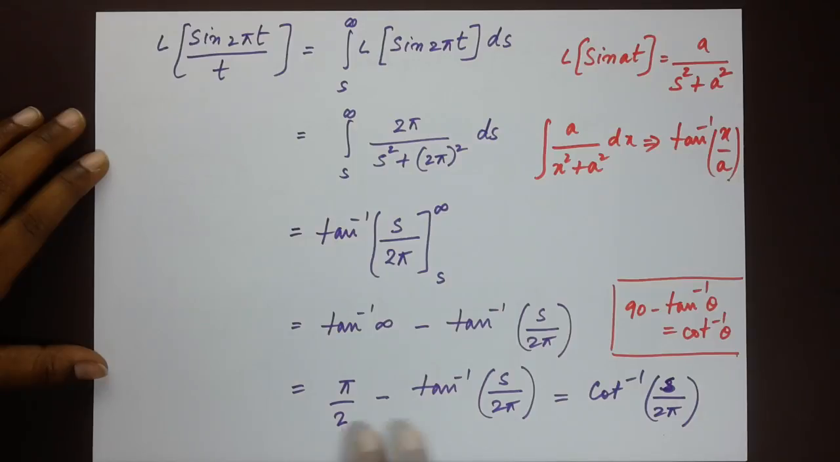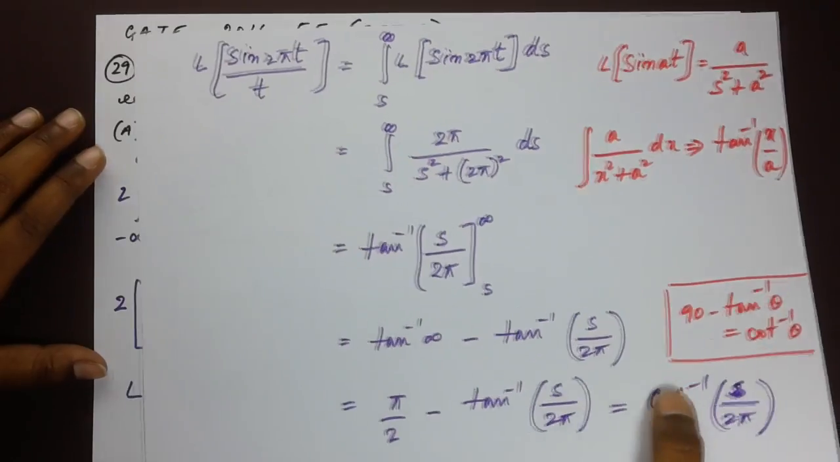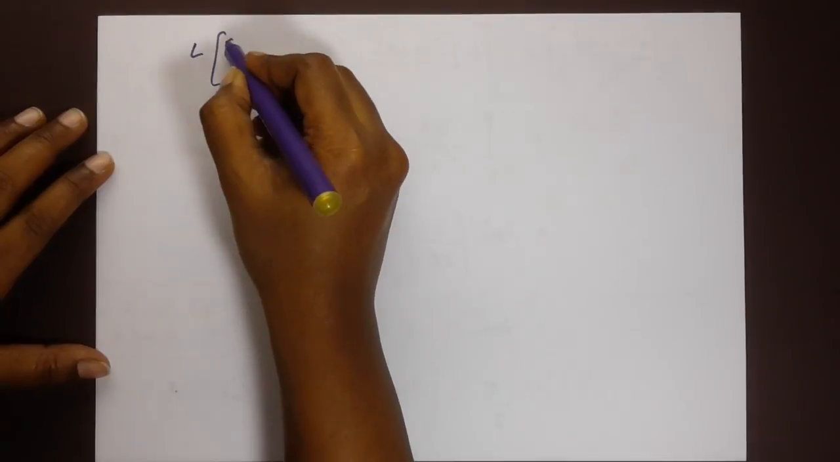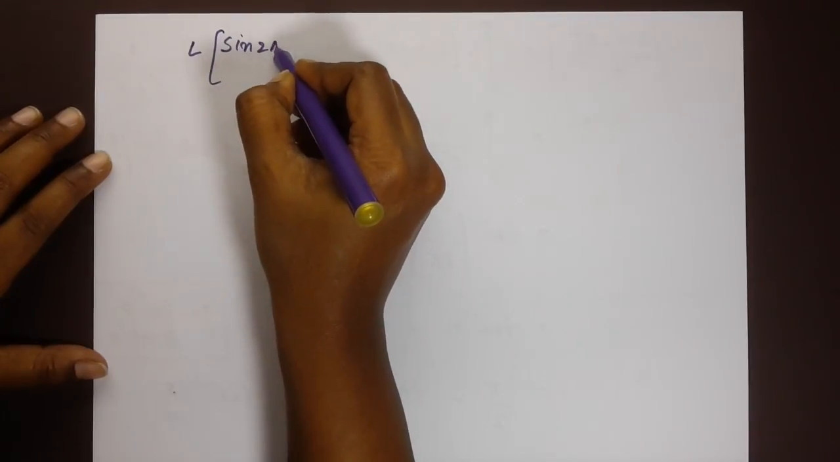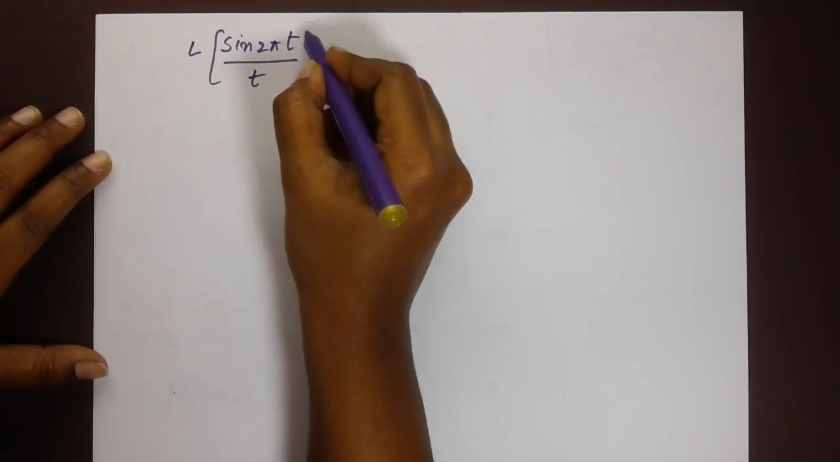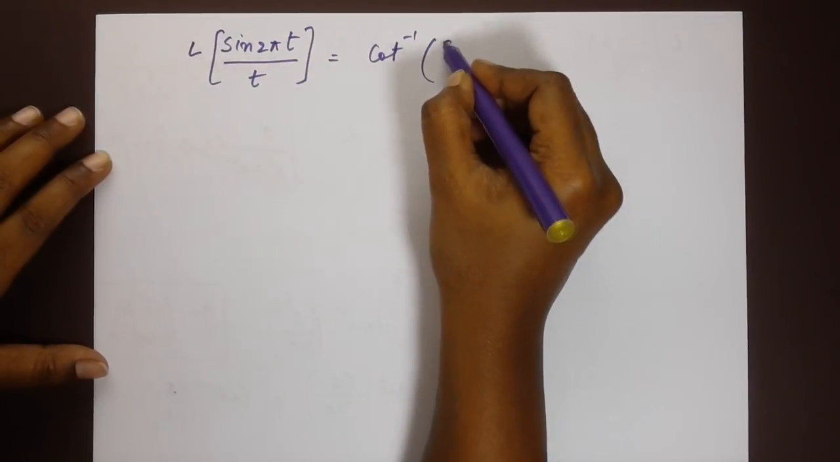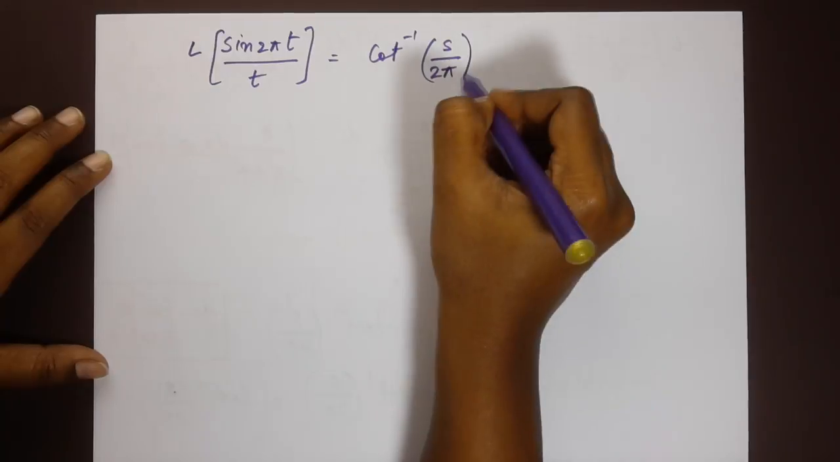So far we have cot inverse of s by 2 pi. Now I think I will just flip this around. I'll work it out over here. So the next step is, I'll just write that down here. We have L of sine 2 pi t by t is equal to cot inverse of s by 2 pi. This is what we have.